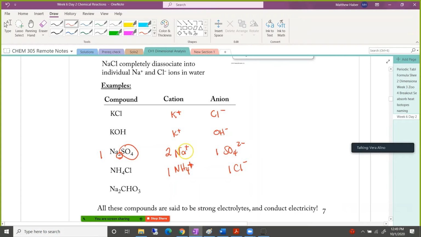These polyatomic ions stay together. They won't separate into their elemental composition. They will stay together because of their nature. And we're going to get to those, okay?